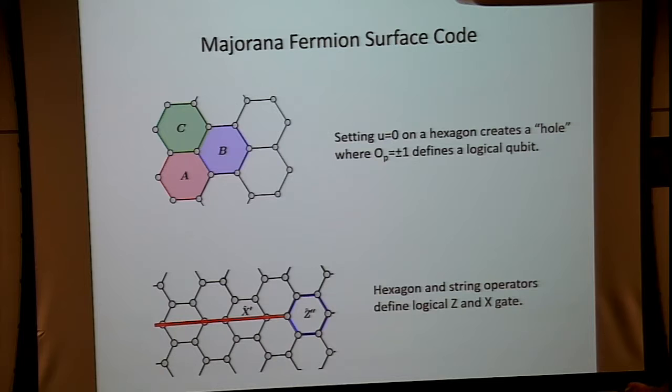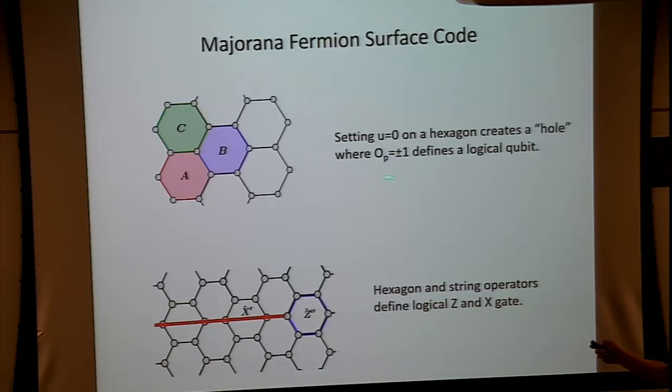So in other words, the logical qubit is not encoded in the internal state of non-abelian anyons, but it is encoded in the presence or absence of abelian anyons in this kind of surface code platform. And the presence or absence of an anyon in a given region defines a logical qubit. So in this case, the Z operator, which is the product of all the Majorana fermions around this hexagon, monitors whether the hexagon eigenvalue is plus 1 or minus 1. So this is the logical Z operator.